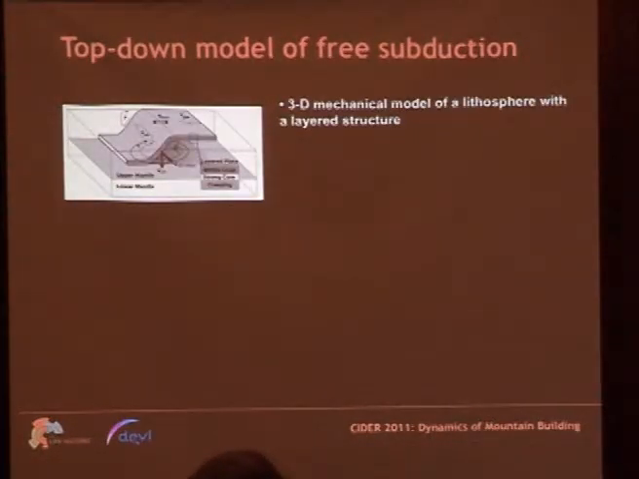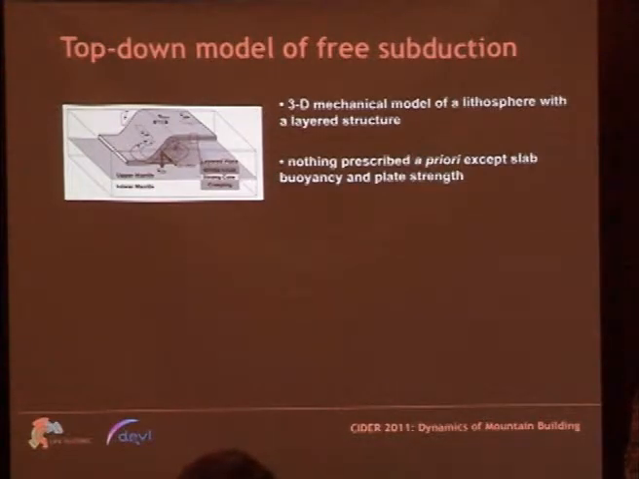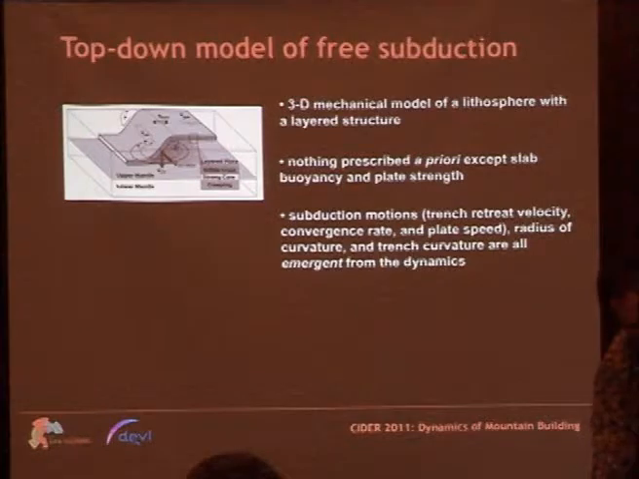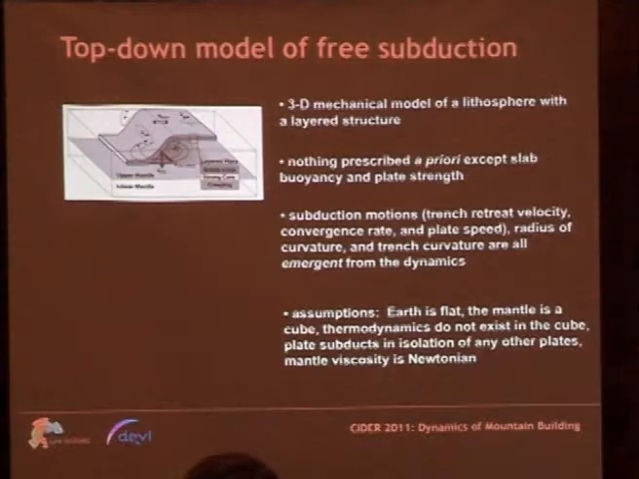All right, so I've described this structure, and this is important. We have not prescribed anything other than the density of the plate, or the buoyancy, and the strength of the plate. And that's it. We have not prescribed any velocity or any location of the trench. So these things are going to be emergent quantities. We're also not prescribing a radius of curvature that other people would have. And so we just have a flat Earth. The mantle's a cube, and there's no thermodynamics. So everything okay with that?